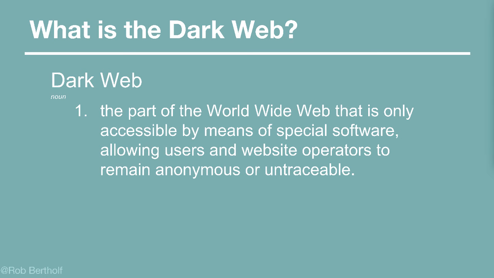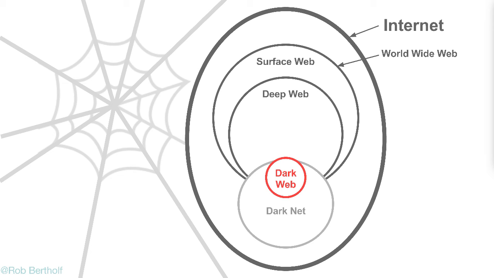Now, there's another subset, which is the dark web. This is part of the World Wide Web that is only accessible if you use special software to access it. So when we look at how this looks, the dark web is really a subsegment of the deep web. It also lives over the dark net. The dark net is services and sites that are not in the dark web. The part that can be browsed from the web would be considered the dark web.